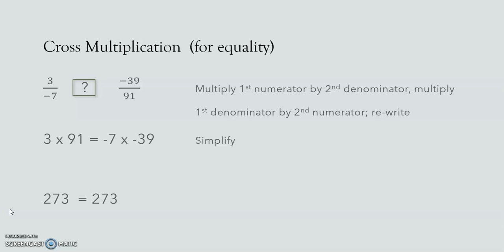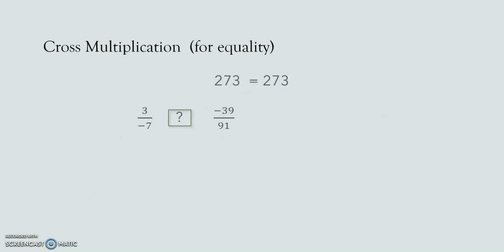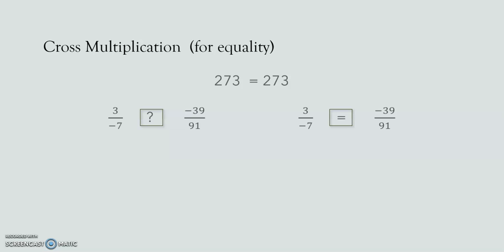And if we simplify that, that gives us 273 equals 273. So this is a true statement. 273 will always equal 273 because they're the same number. And we can replace our little question mark with an equal sign because these are the same numbers, this means that our fractions are the same. They are equivalent.